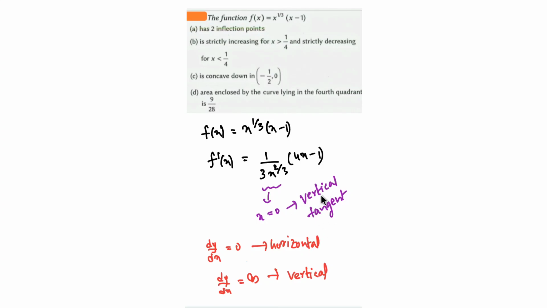So it is a vertical tangent basically. So when I plot the graph, I need to make sure that at x is equal to 0, I plot in such a way that I can have a vertical tangent at that point, okay.